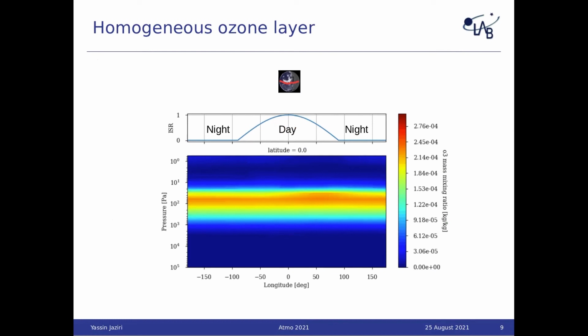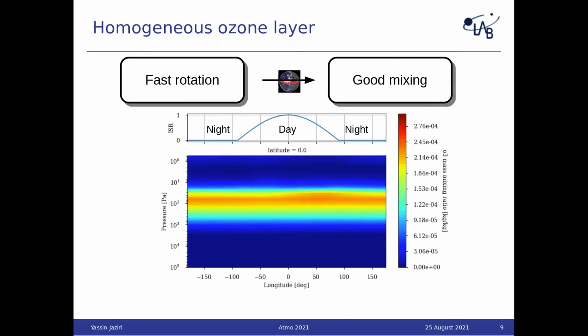Because we are in a fast rotator regime, we actually have good mixing, and that explains why at those levels the ozone layer still remains homogeneous on both sides. But what is interesting for transmission spectroscopy is to focus on the limb profiles.